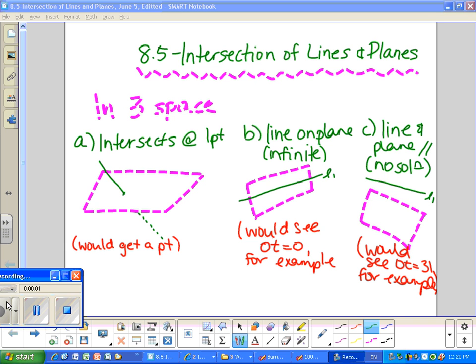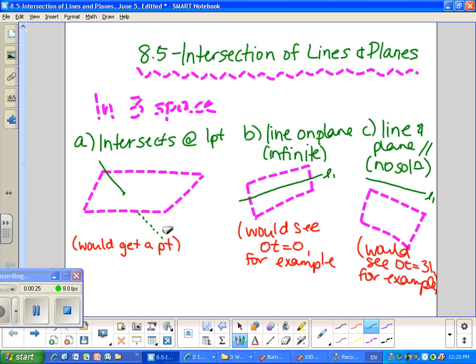In R3 space, before, we did intersection of lines. Now we're going to do intersections of lines with planes. And then the last one is intersection of planes with planes. So if we have a line, which is here in green, with the purple, which is the plane, so it's any flat, paper-like space. If the line cuts right through the piece of paper, that's one point of intersection.